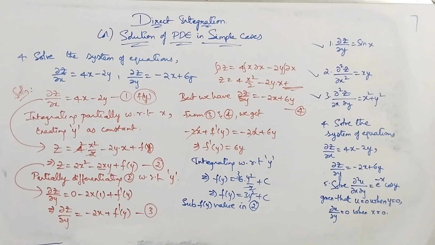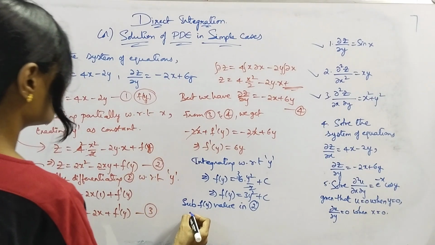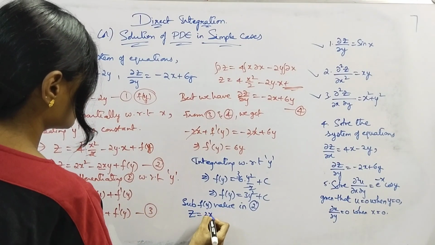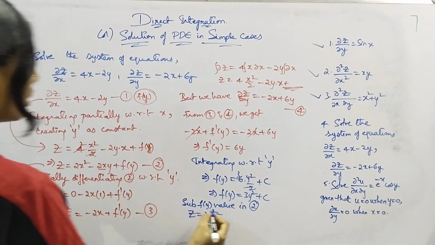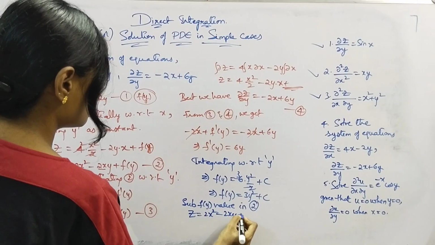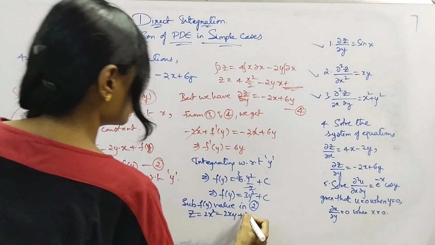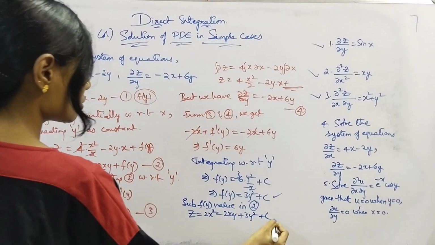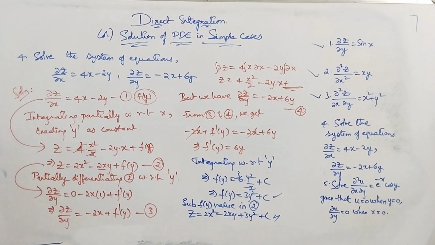Then what you'll get is z equal to 2x square minus 2xy plus f of y. The value of f of y is 3y square plus c. So this is the required solution to this problem. Which is the required solution, right?